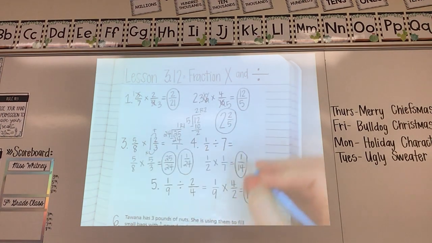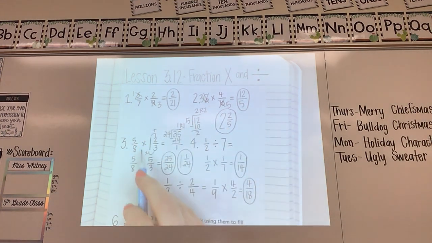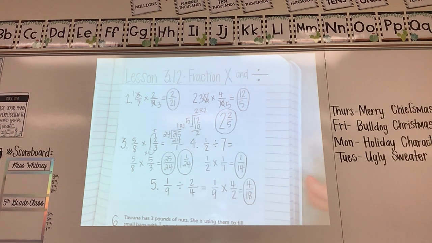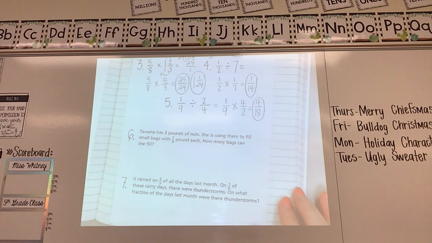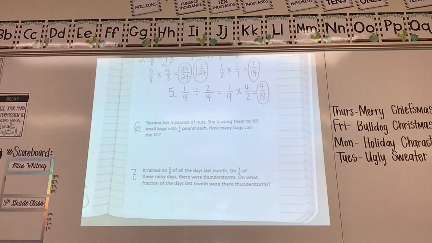This is all review, so we should be pretty quick, but you need to take your time so that we don't make silly mistakes and make sure that we're paying attention to those signs. Sometimes we're multiplying, sometimes we're dividing. Let's also look at a couple of word problems here. We have 6 and 7. I'll tell you, one of these is going to be division and one is going to be multiplication. So we have to figure out which one is which.